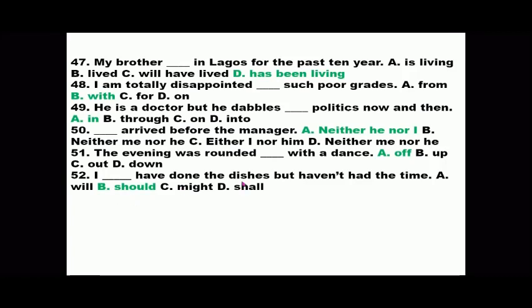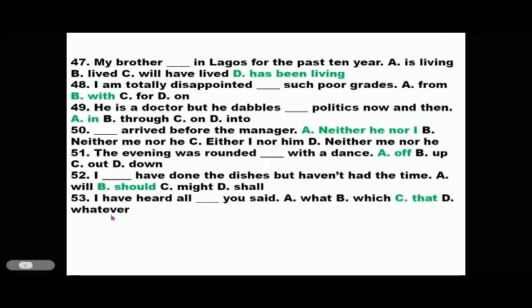52. I dash have done the dishes, but haven't had the time. So the correct option is should. This is a modal auxiliary, which you use in expressing necessity. It was necessary for me to have done the dishes, but I didn't have the time, okay? I should have done it. It was necessary.